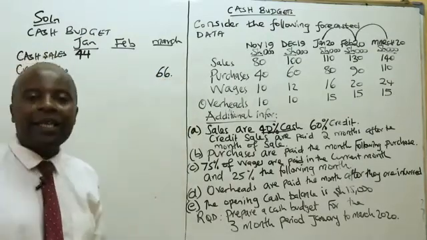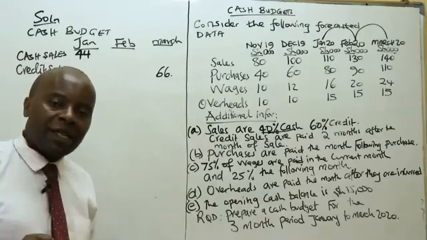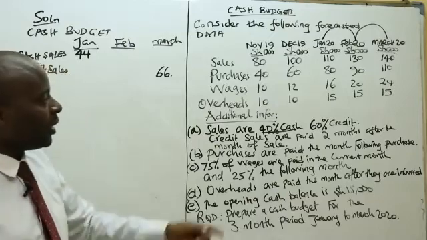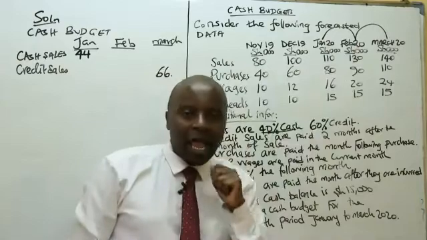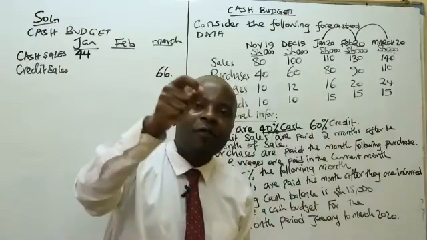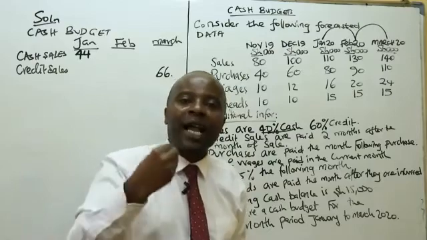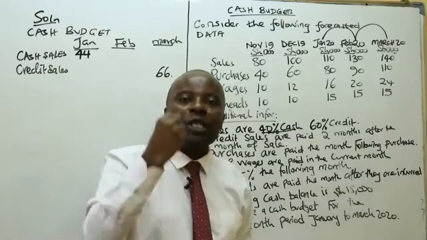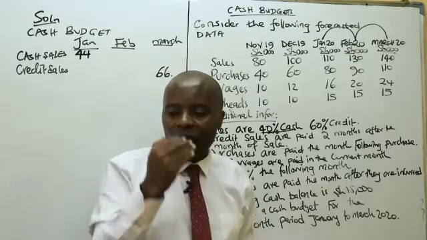66. Let us now analyze the sales of February. The sales of February was 130. Out of the 130, 40% will be received immediately because it's a cash sale. So what is 40% of 130?